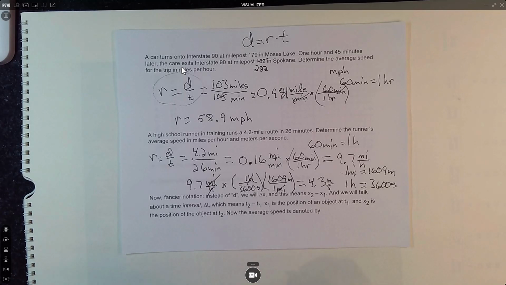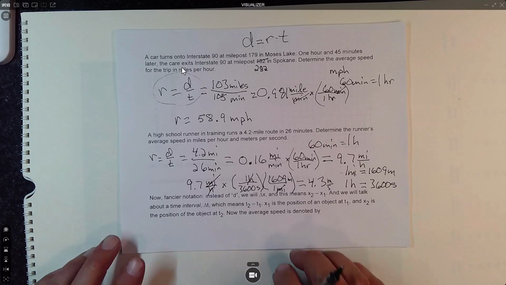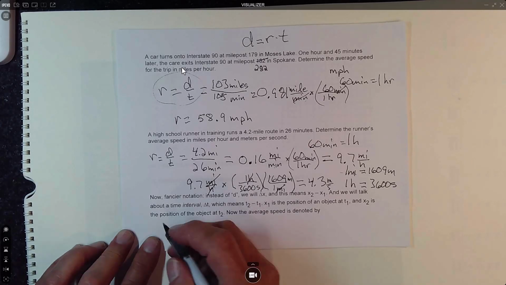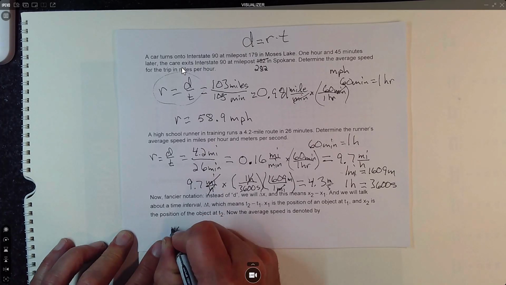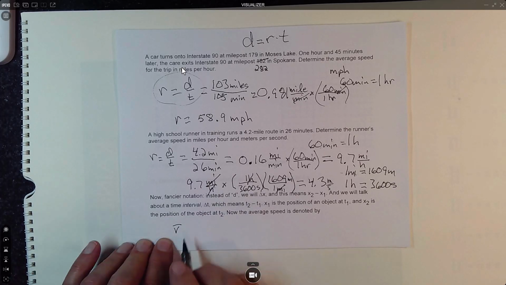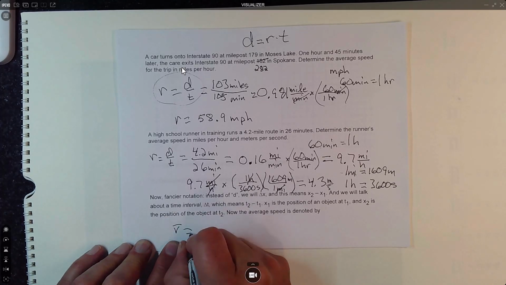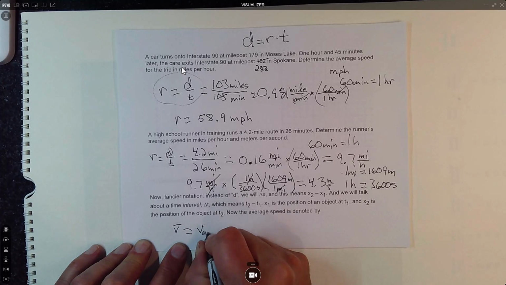Average speed. Now, they're using a, let's see. Oh, I know what they're doing. They're putting a bar over the top of the average. I tend to just call this VAVG.